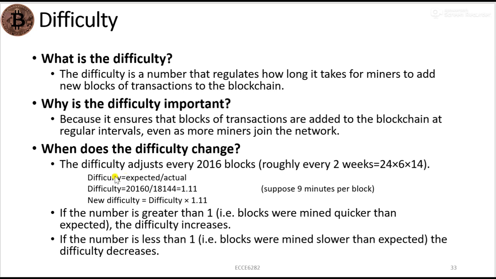So you calculate the difficulty like this, expected divided by actual. Then the new difficulty is calculated by every miner by multiplying the old difficulty with the value you calculated. New difficulty will be old difficulty multiplied by expected divided by actual, that is 1.11. If this value is greater than 1, as it is here, it means blocks are created more quickly than expected, so the next difficulty will increase, so that a block is created every 10 minutes. But if this number is less than 1, it means blocks are mined slower than expected, so difficulty will decrease.